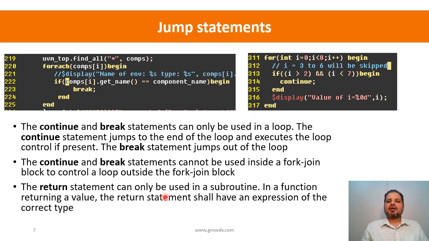The return statement can only be used in a subroutine. In a function, you can return a value, and the return statement can have an expression which matches the correct type that you have specified. So if you have said function int, then when you are returning, it should be of the integer type. That's what it means. So these are the three jump statements that are available in SystemVerilog.